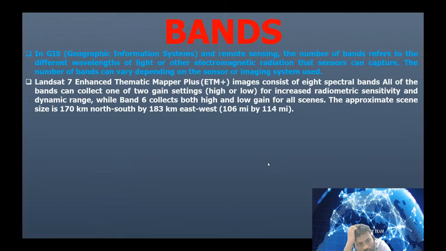So, the example for this is the Landsat 7 Enhanced Thematic Mapper Plus sensor, whose image consists of 8 spectral bands. All of the bands can collect one or two gain settings, high or low, for increased radiometric sensitivity and dynamic range, while band 6 collects both high and low gain for all scenes. The approximate scene size is 100 kilometers north and south. So this is an example of a satellite image of Landsat 7.